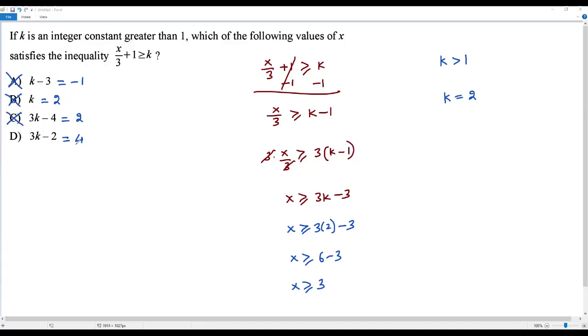Now let's go to answer choice D. We have x = 4. I mean the value of x in answer choice D is 4. So this 4 satisfies the inequality we have over here, that is x ≥ 3. When I plug in x = 4 over here, I'm getting 4 ≥ 3. This is true. So the value we have for x in answer choice D satisfies the given inequality. So the correct answer choice for this question is D, 3k − 2.